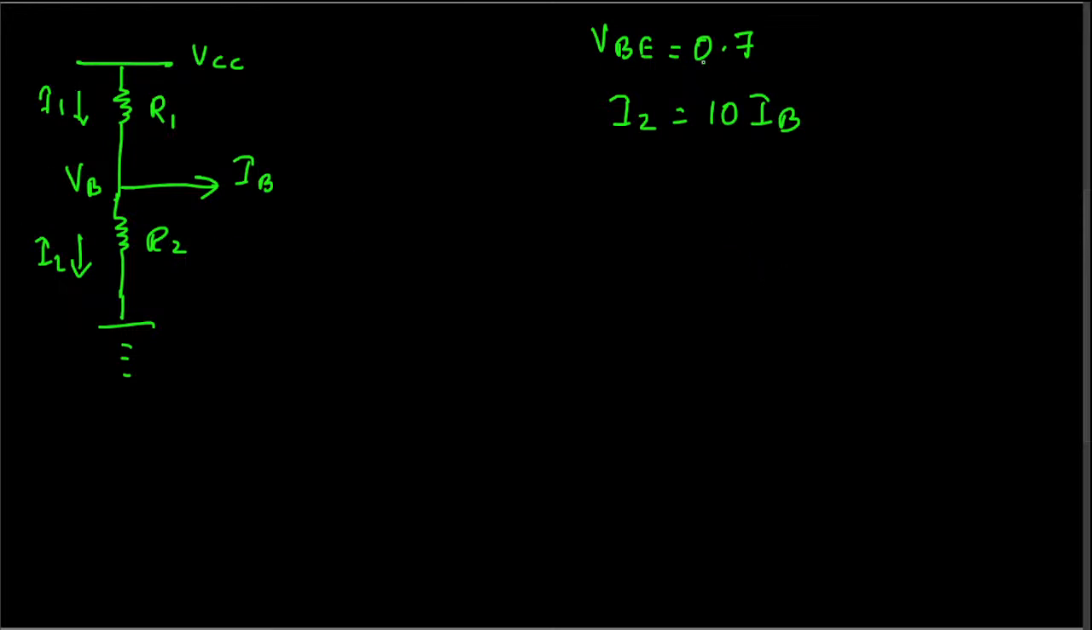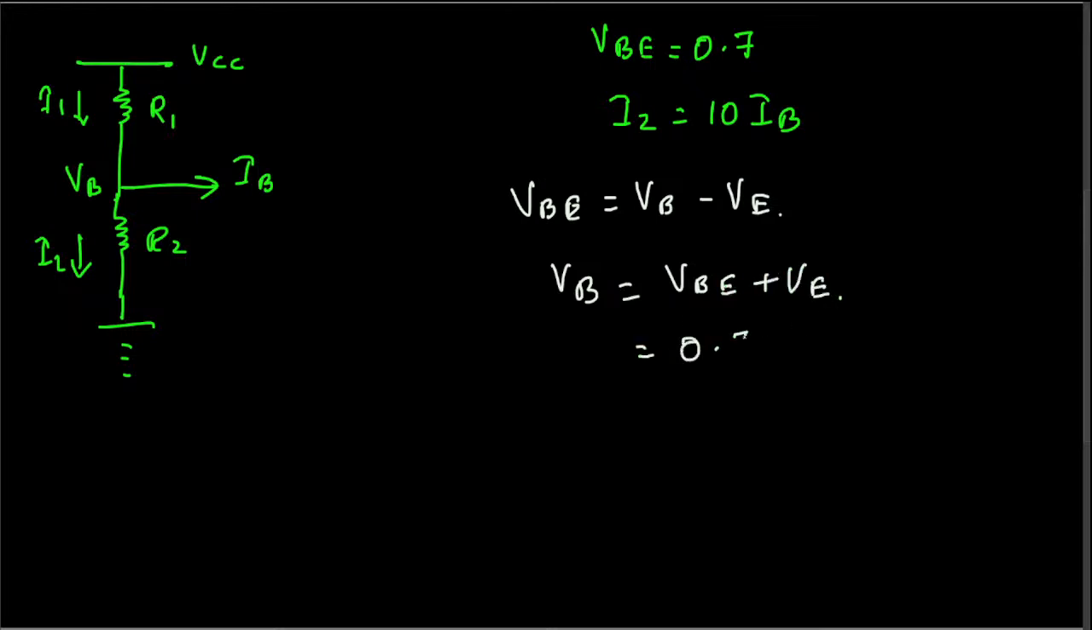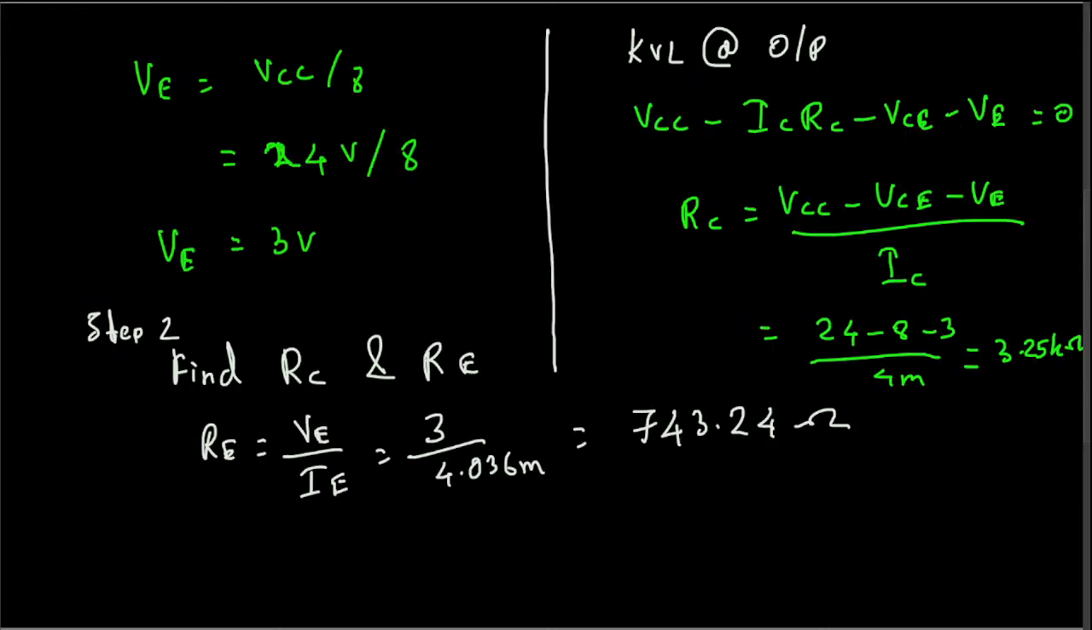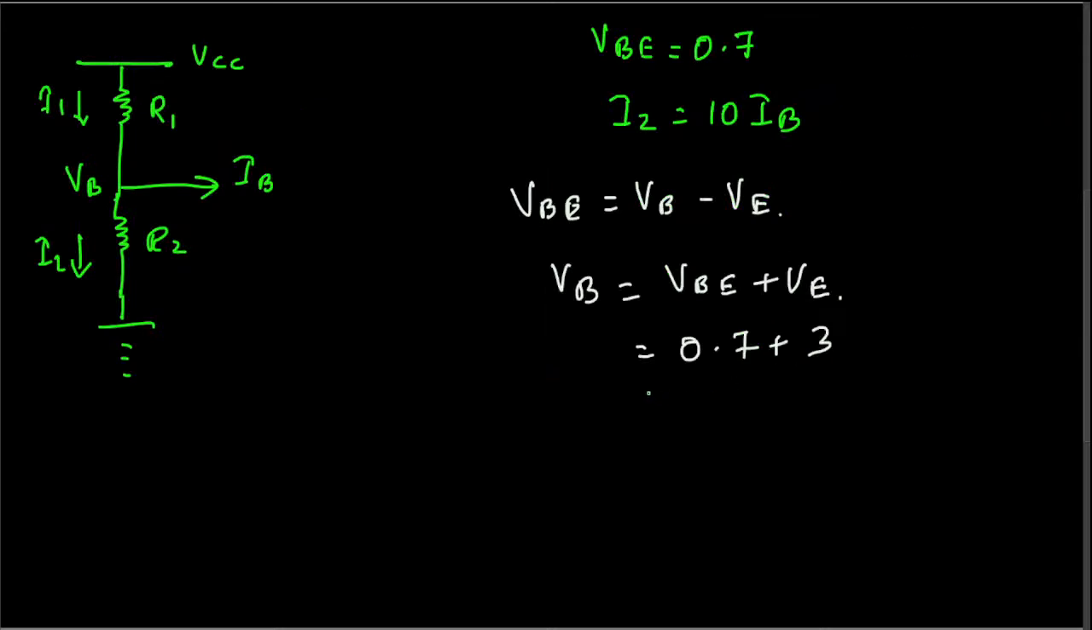So first, if you know VBE, how is that helpful? Because VB is nothing but VBE plus VE. If we know VBE, then we can find out the VB. VB is gonna be just VBE plus VE, then VBE is 0.7, and VE is what we calculated over here, that's 3 volts. So VB will become 3.7 volts.